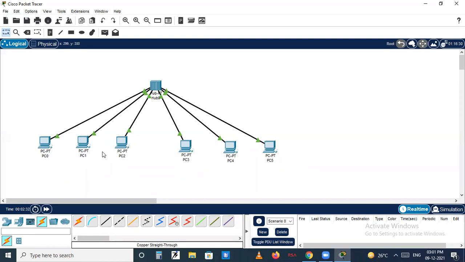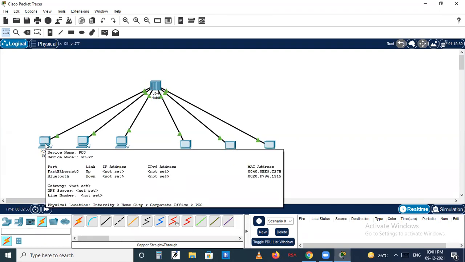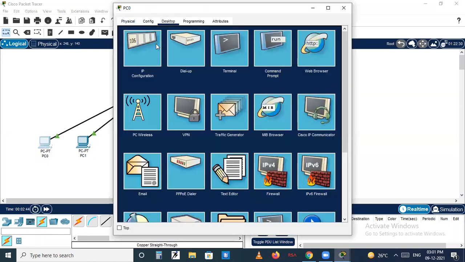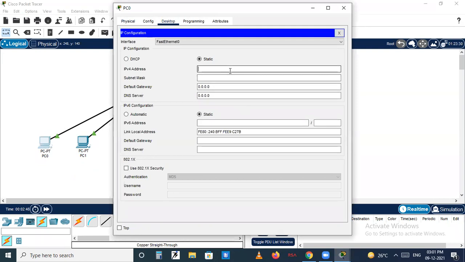Similarly, we will assign the IP to all these systems again. If you want to configure IPs, you can configure, no problem. So let me assign the IP to all of these. You can assign anything like 20.20 something, but it must be valid.